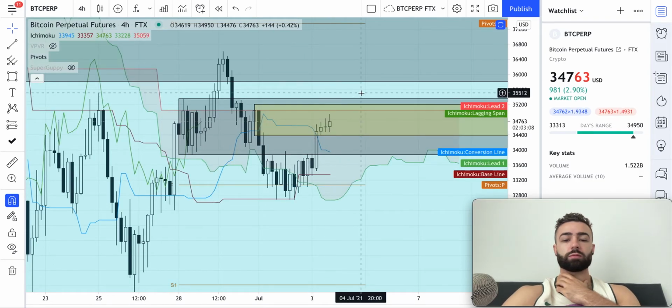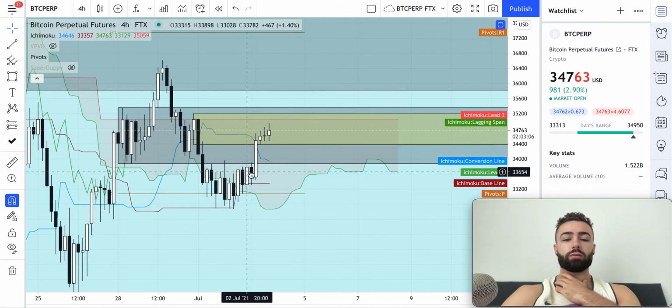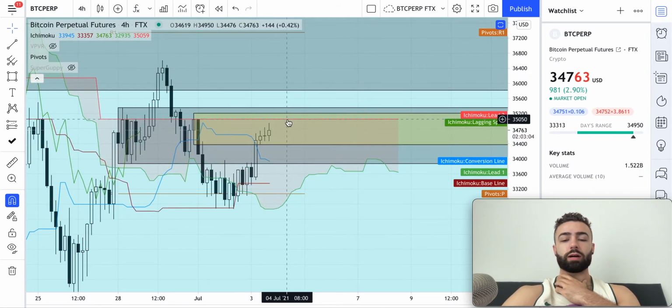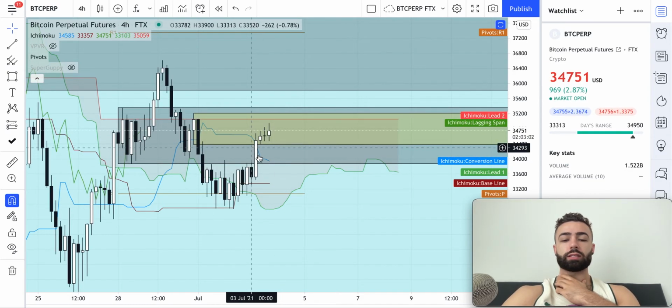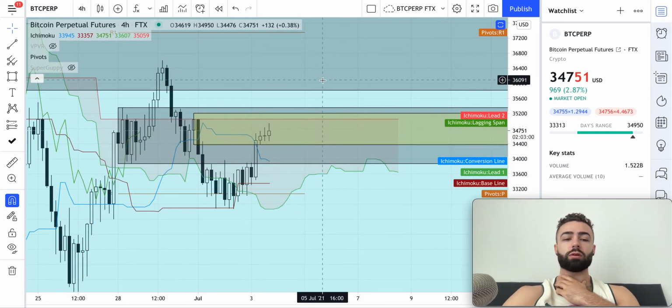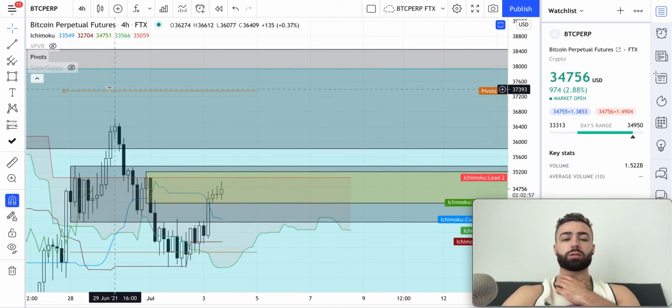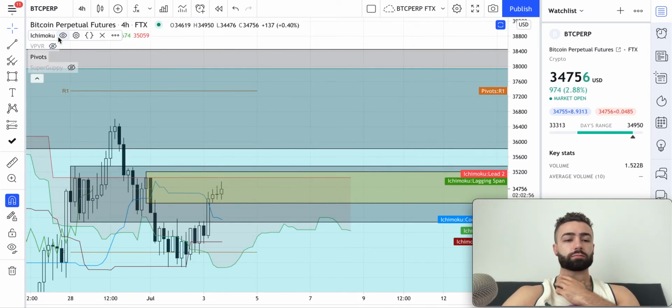If we look at this from a perspective of the Ichimoku cloud, we need to go back above the cloud here and then get the Tenkan and the Kijun to come back above as well to put us in a position to push through this zone.